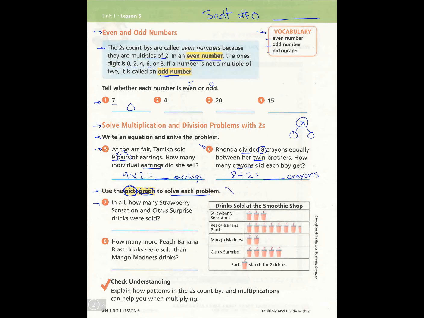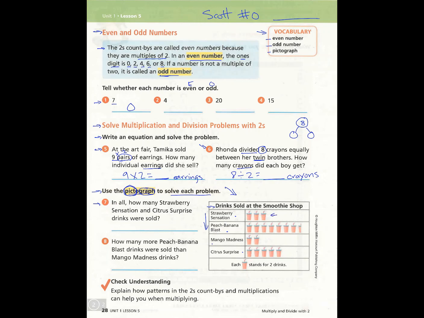So we're going to look at this table, and we're calling this a pictograph. And there's a lot to this. This is the title of the graph. It's called Drinks Sold at the Smoothie Shop. And then down this way are the different types of drinks they sold. So they did strawberry sensation and peach banana blasts. They sold some mango madnesses, citrus surprises. But they don't give us a number. They show us these pictures over here.